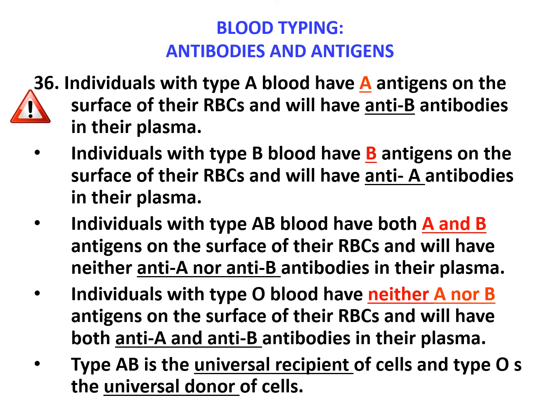So since AB people have no antibodies in their plasma, right, then they're the universal recipient. Because no matter what blood they get, they have nothing in there to attack it, right? And O is a universal donor for the exact same reason, opposite, right? Because I can give you O blood, right?